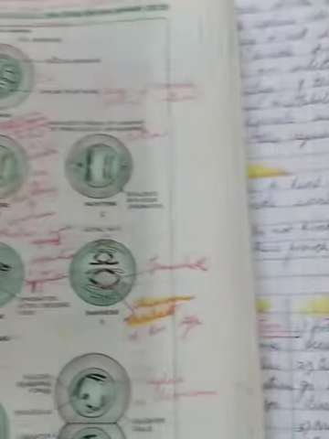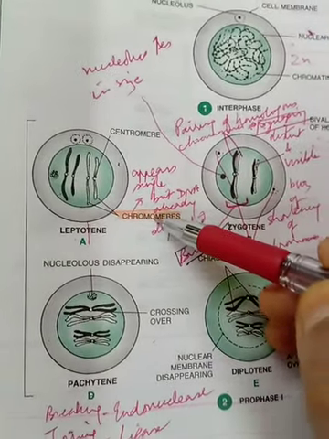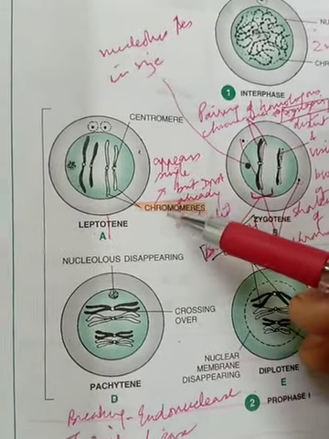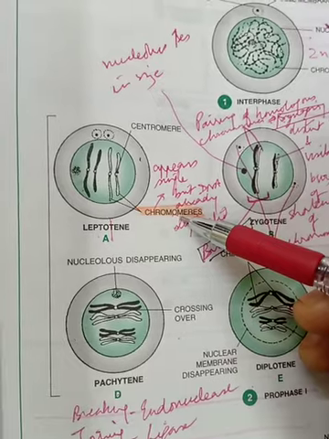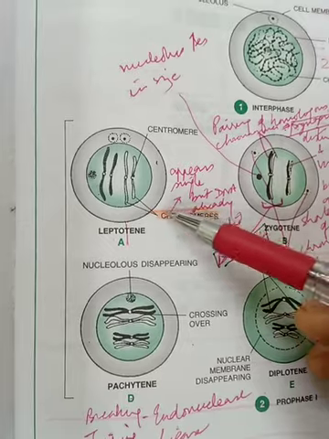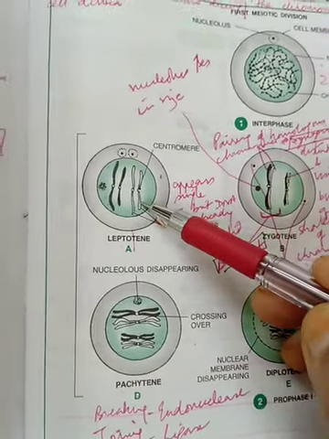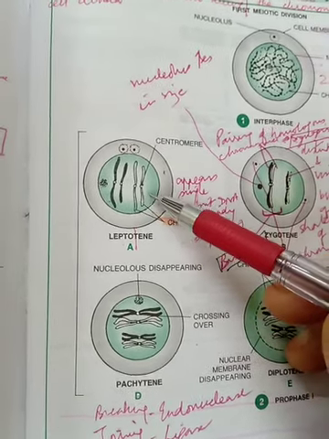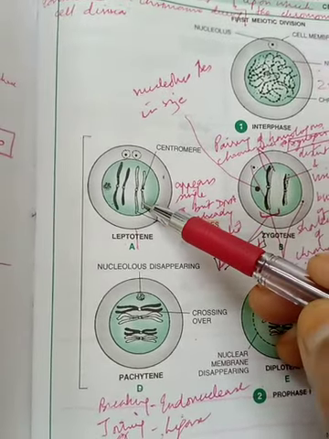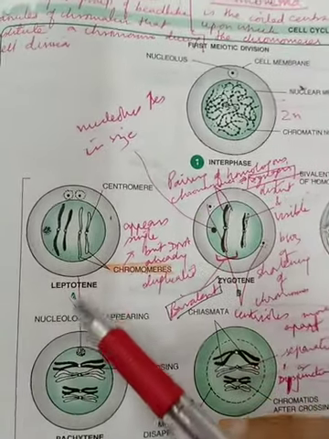Coming back to this diagram, chromomeres are the same bead-like structures that are present here. These are darkly stained regions and their number, size and position are constant. They represent highly coiled sections. Why are they appearing like beads? Because they are highly coiled regions of DNA and they correspond to a gene, right? Each bead represents a gene herein. So once again, children, the first stage is over. What major things have we discussed in leptotene?